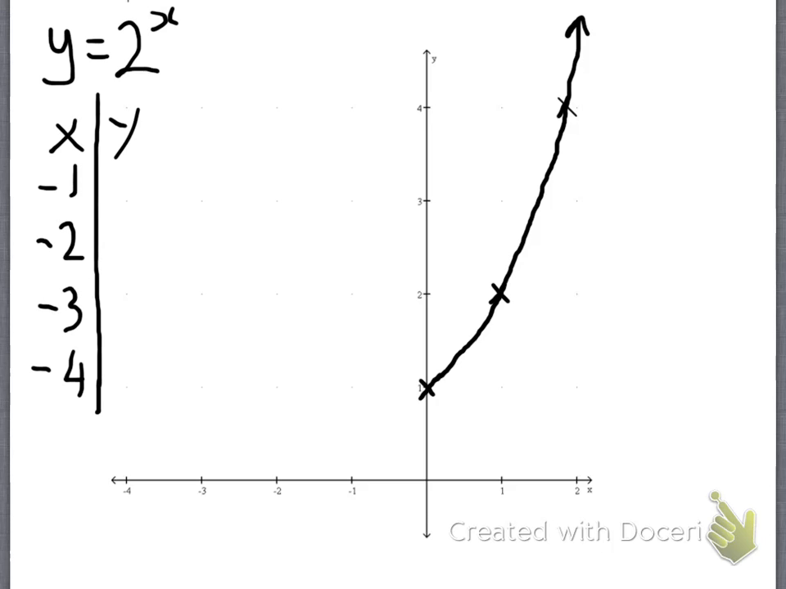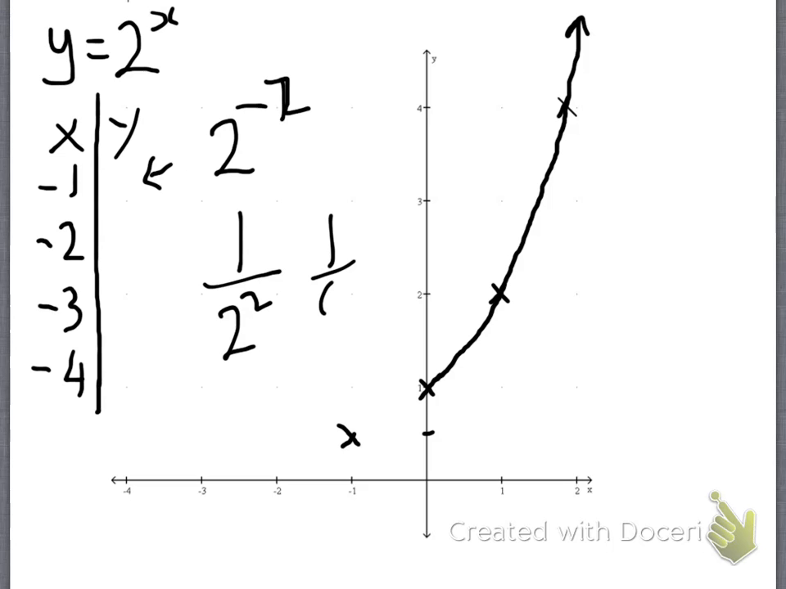Let's have a look at this. When x is negative 1, what is 2 to the negative 1? Remember, it's not negative 1 squared, it's 2 to the negative 1. Remember this? 1 over 2 to the positive 1. So that's 1/2. When x is negative 1, y is about there, about half, between 0 and 1. When x is negative 2, remember, 2 to the negative 2 is 1 over 2 to the positive 2. That's 1/4.